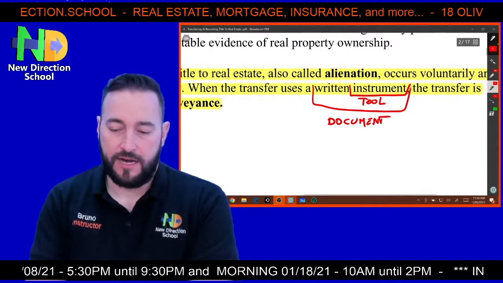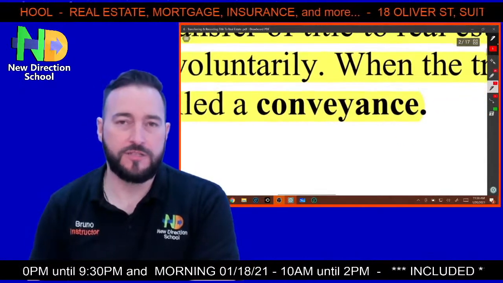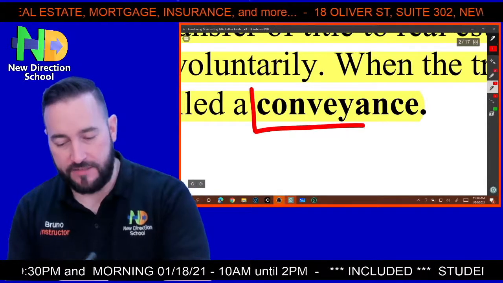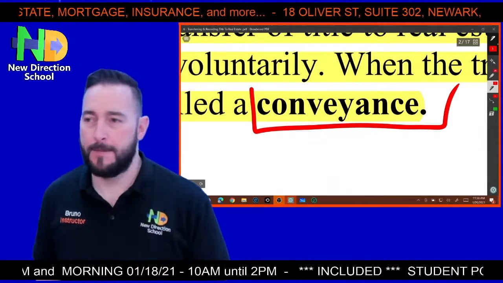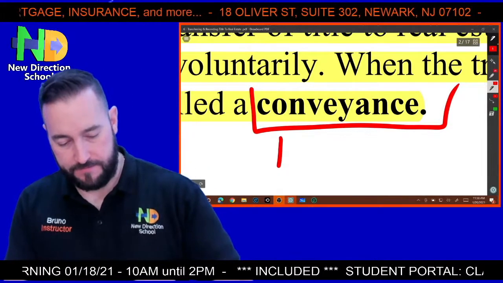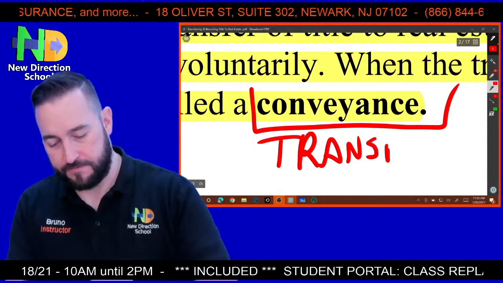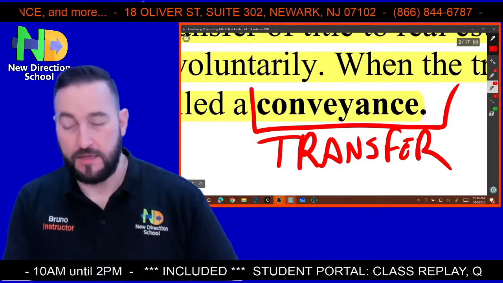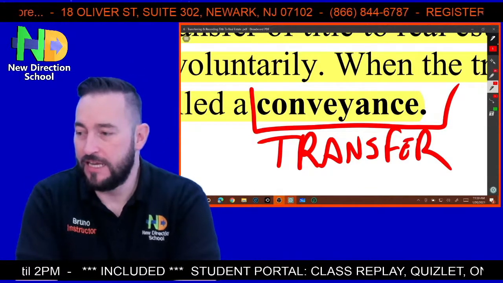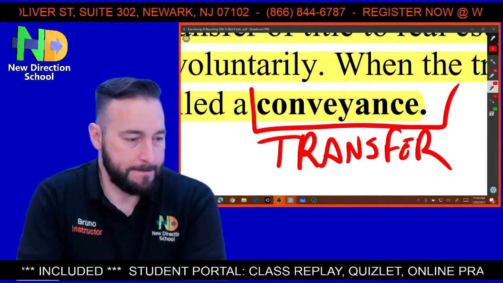Now, the written document, we call it a deed of conveyance. Now, conveyance, can anybody tell me what this word means? Conveyance? Transfer. Very good. I'm going to mention this a million times. Every time you see transfer, think of convey or conveyance. Every time you see conveyance, think of transfer. Very good.